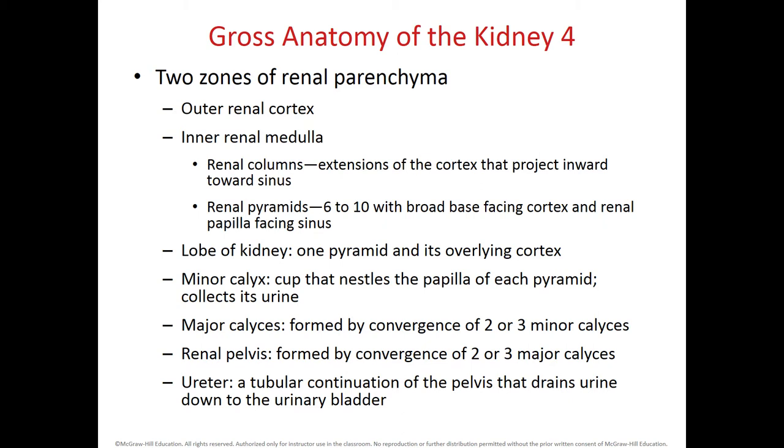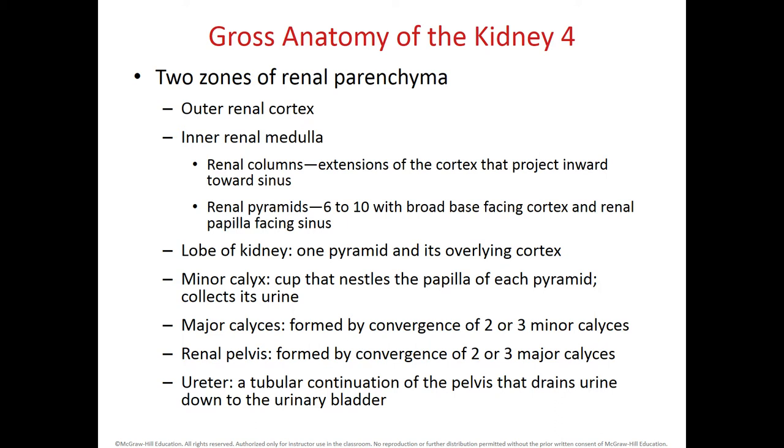The zones of the renal parenchyma are the renal cortex and the renal medulla. Within the renal medulla, we have two major structures: the renal columns and the renal pyramids. We have these triangular renal pyramids, between 6 to 10, each with a base that faces the cortex and an apex, also known as the renal papilla, that faces the hilum or the sinus. Within the renal columns, we have blood vessels that run in and out into the cortex or the medulla.